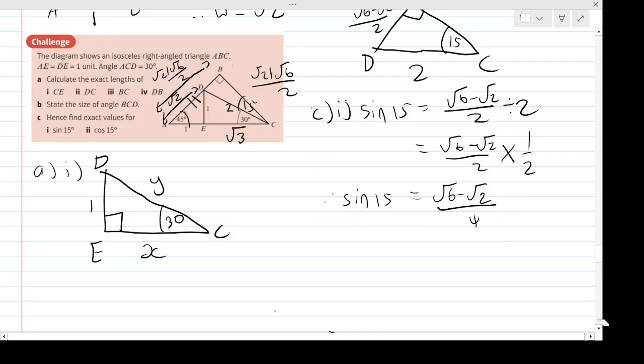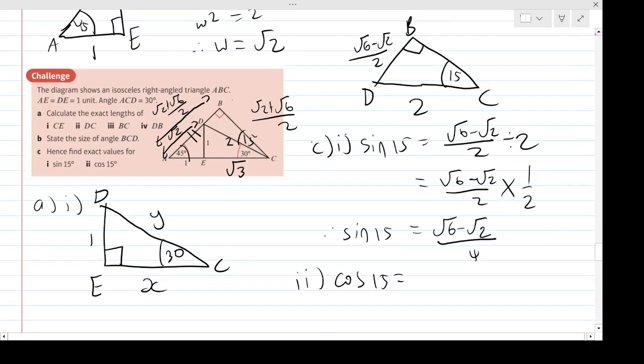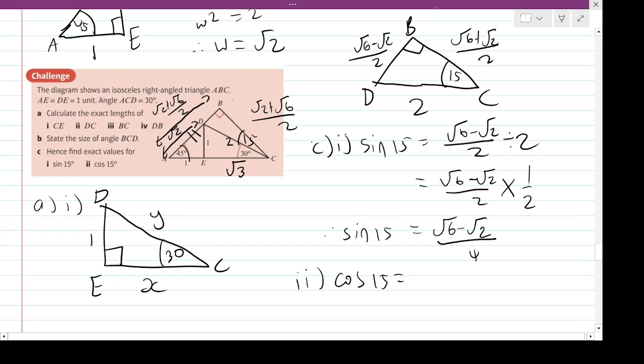Then the next part, we need to find cos 15. Well, we need the adjacent, so now we need this side BC. Again, we found BC in the third part. This BC is root 6 add root 2 over 2. That's length BC. So then cos 15, if we do SOHCAHTOA, it'd be adjacent over the hypotenuse. The adjacent to the angle 15 is here, so it'd be root 6 add root 2 over 2, divided by the hypotenuse, which is again 2.